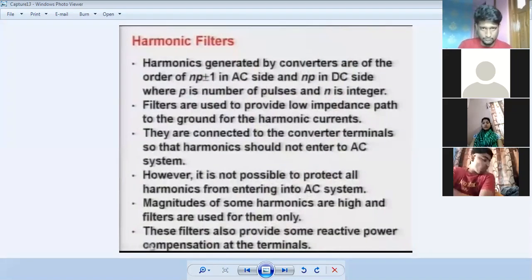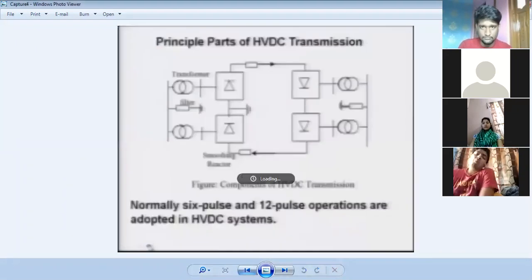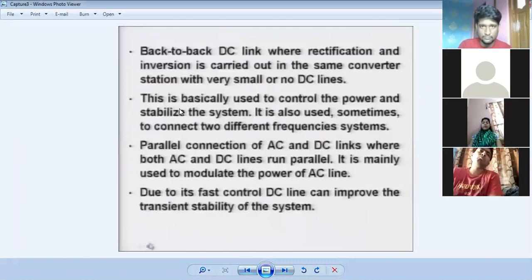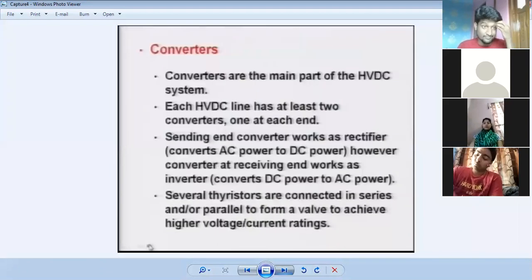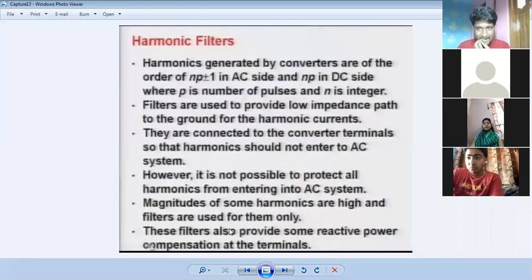If you look at the picture, let me just show you. These are connected at the terminal side of the converter, so the harmonics should not enter the AC system. It is connected on the terminal side.